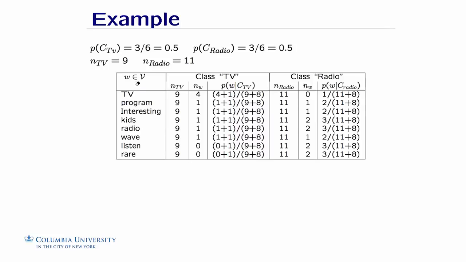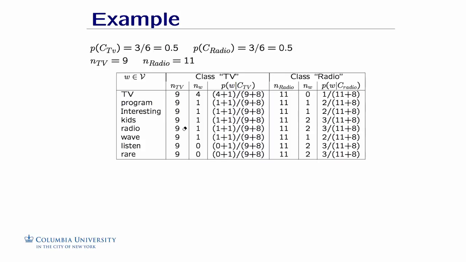So we're going to have all the words in the vocabulary: TV, program, interesting. So these are the 8 words. And we also have the class TV and the class radio. All right, so N_TV is unchanged, and for radio it's 11. We're going to calculate the number of times the word W occurs in the text. So for example, TV occurs 4 times and programs occurs once in the class TV, but TV occurs 0 times in the text of class radio, and programs occurs once in the text of class radio. And we expect that radio will appear more frequently in the class radio than the class TV.